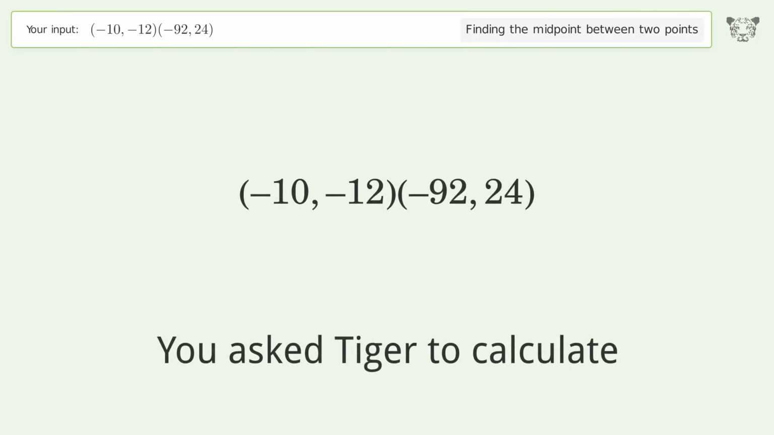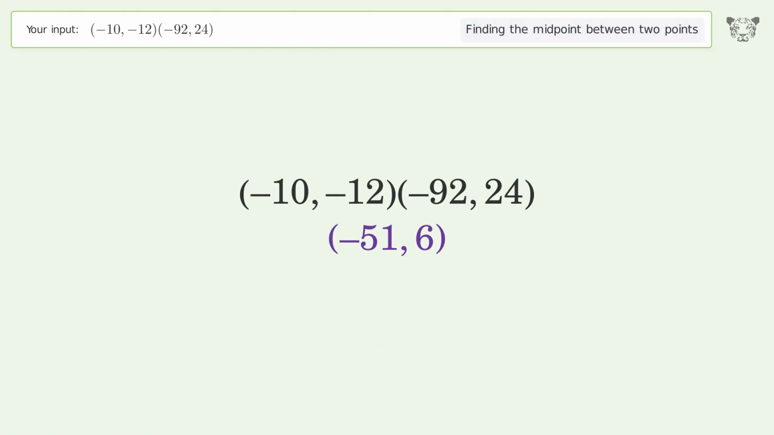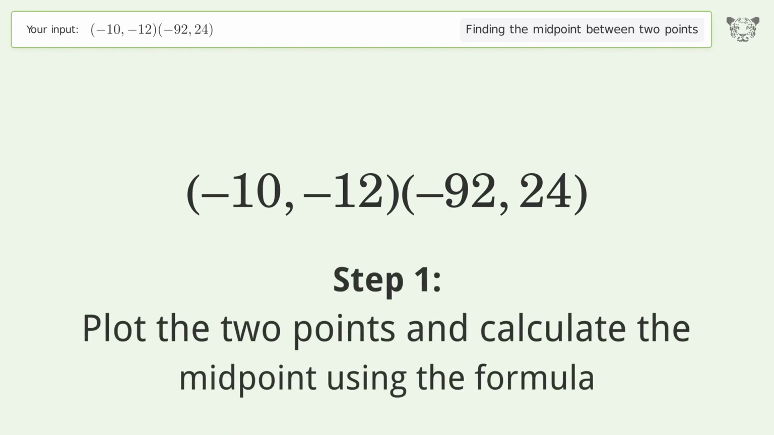You ask Tiger to calculate. This deals with finding the midpoint between 2 points. The midpoint between the 2 points is -51,6. Let's solve it step by step. Plot the 2 points and calculate the midpoint using the formula.